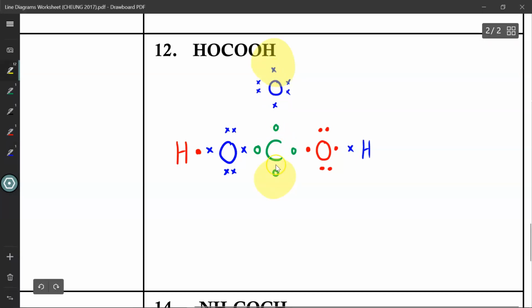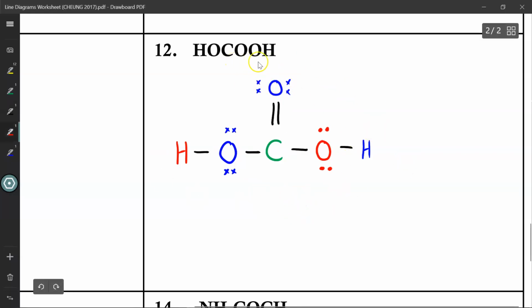So we'll now bring these two guys together. And now we formed a double bond. Let's recalculate. 1, 2, 3, 4, 5, 6, 7, 8. So this carbon has now got the octet structure. 1, 2, 3, 4, 5, 6, 7, 8. Now this oxygen also has the octet structure. I can now clean this up a little bit. And there we have it.